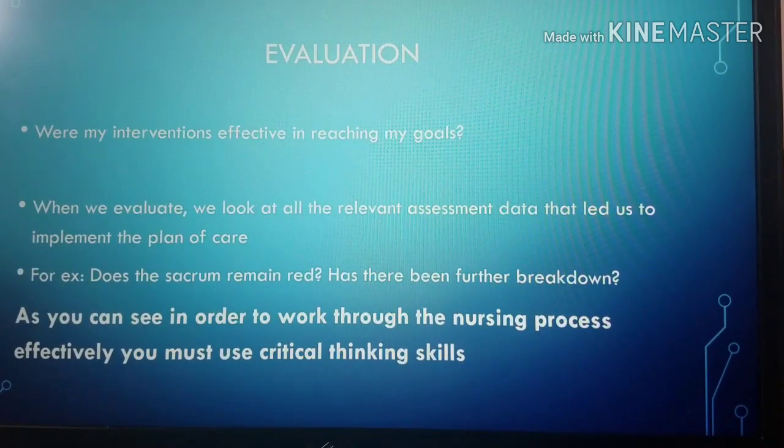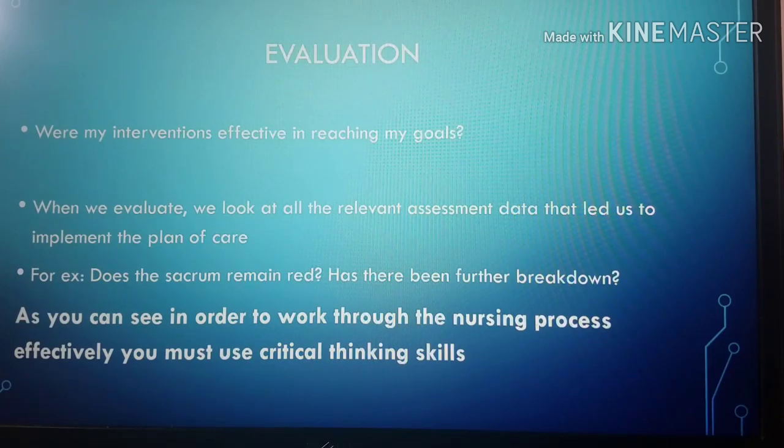And then lastly, you have your evaluation. And so, like I said in the beginning of the video, your evaluation is trying to figure out if your interventions were effective. Did you reach the goal that you set for this patient? Every time you evaluate, you just have to remember that all the reasons why you performed this intervention is what you want to evaluate, okay? What was the goal that you were trying to achieve? Well, that's what you're going to go back and evaluate.